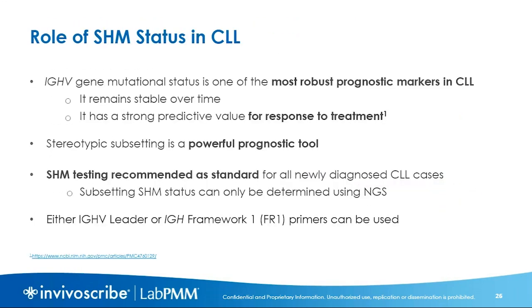IGHV somatic hypermutation status is one of the most robust prognostic markers in CLL. Somatic hypermutation testing is recommended as standard of care for all newly diagnosed CLL cases. ERIC guidelines recommend the use of leader primers and to use FR1 in difficult cases. So consider selection of a suitable assay, taking these guidelines into account. And subsets can be defined by distinct sequence motifs within the IGHV CDR3 region.